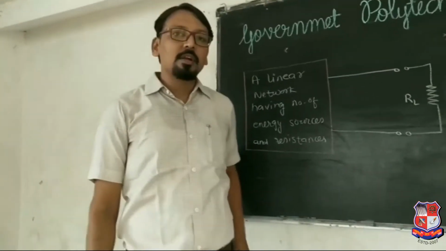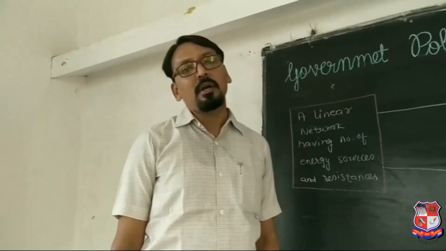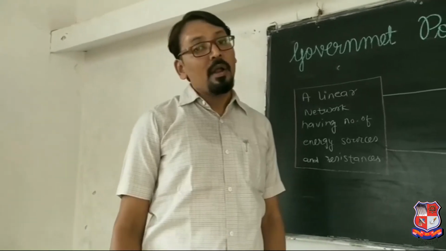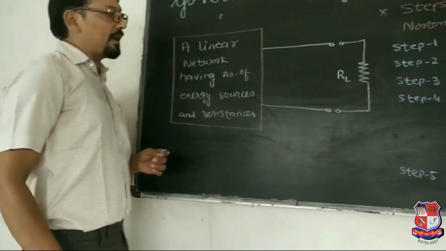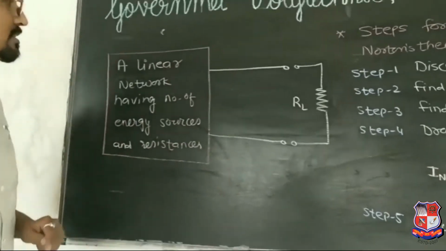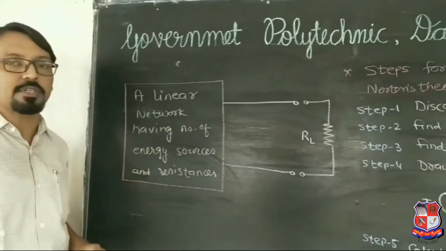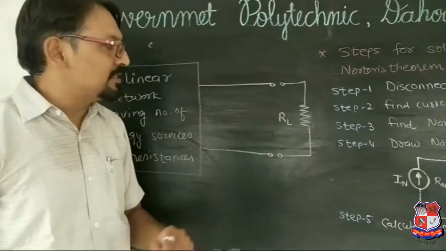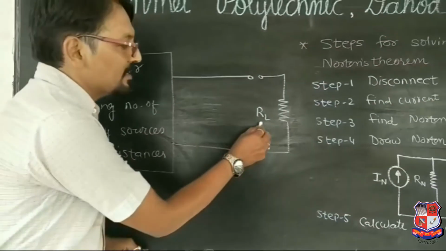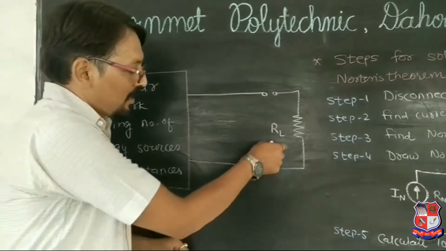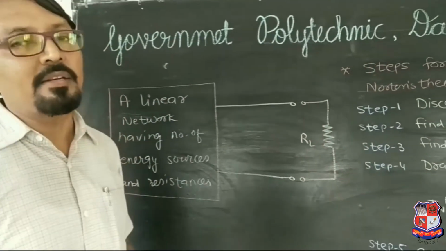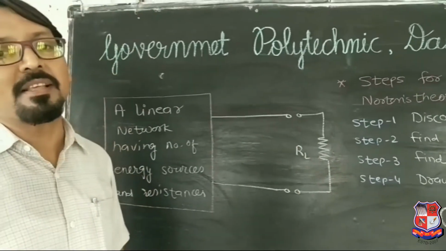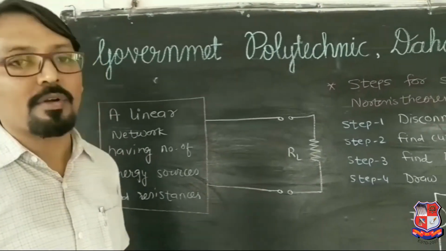Well friends, the Norton theorem is used to find the current, voltage or power consumed in a particular resistance. The figure shows a box with a linear network having a number of energy sources and resistances, and one resistance shown, RL. This resistance is known as the load resistance, and we have to calculate the current through it, the voltage across it, or the power consumed in it using the Norton theorem.